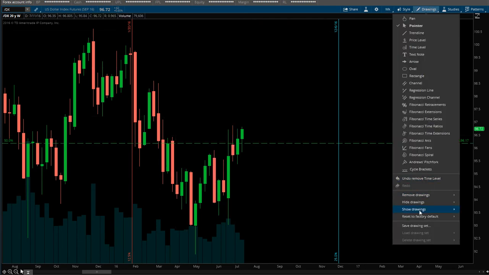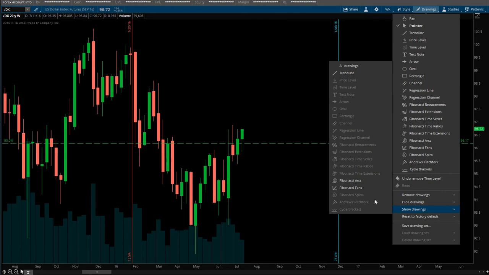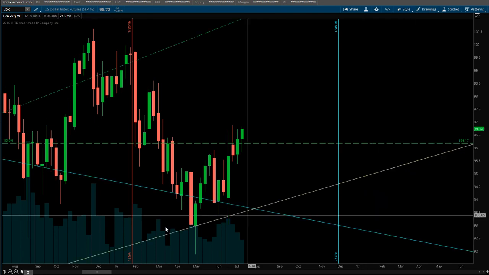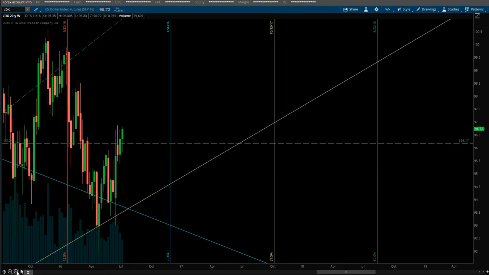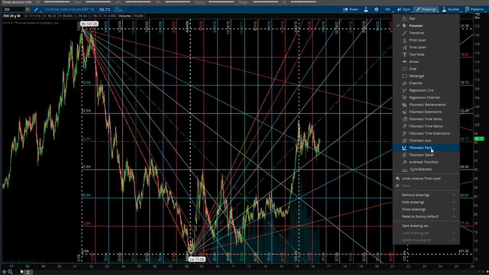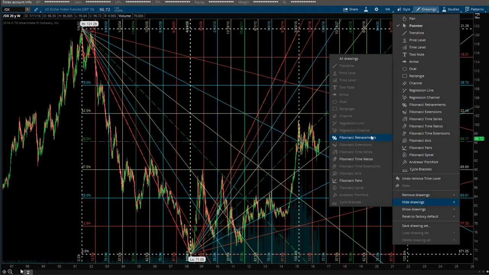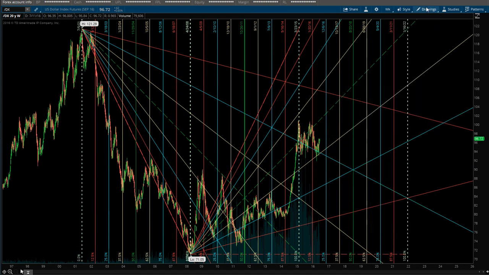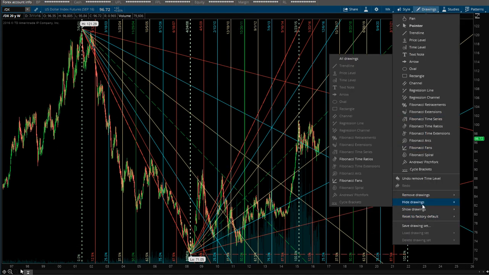If we go ahead and add our fans, you can see that this is where we're at right here. Just to make it easier on the eyes, I'm going to hide the retracement and the time retracements.